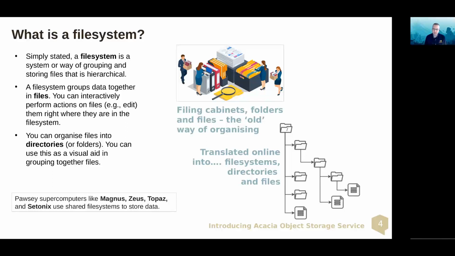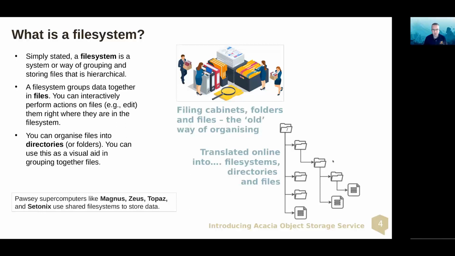Within a file system, you can open up a file and interactively edit it. You can open a file, you can append to it, you can change things in it, and then you can save that file. File systems are built to be able to open files and edit them, and then close those files again. You can organize files into directories, which are folders and subfolders.